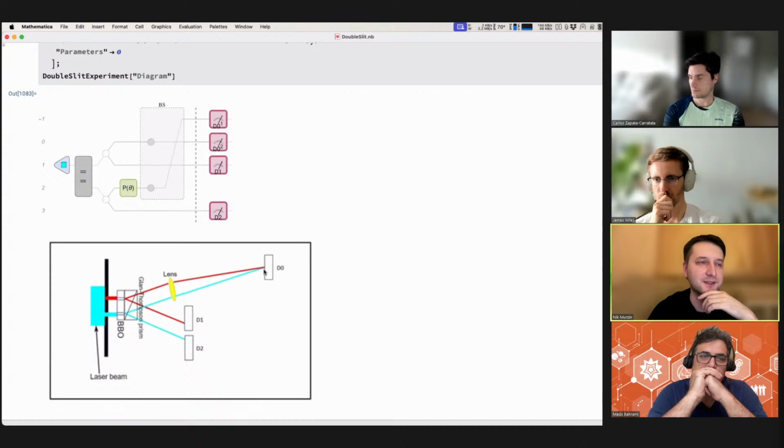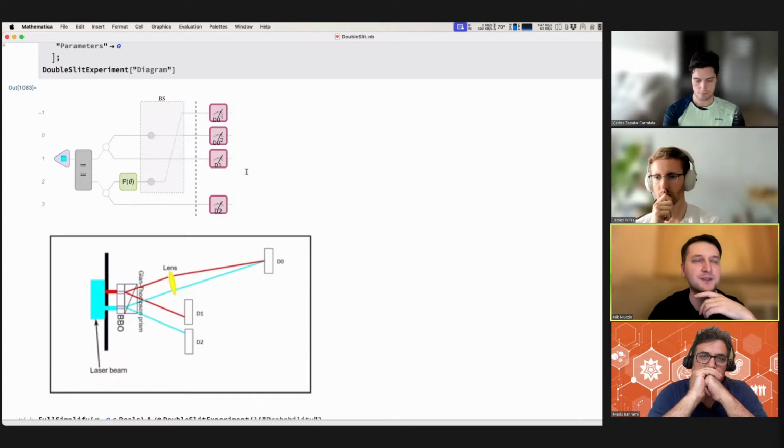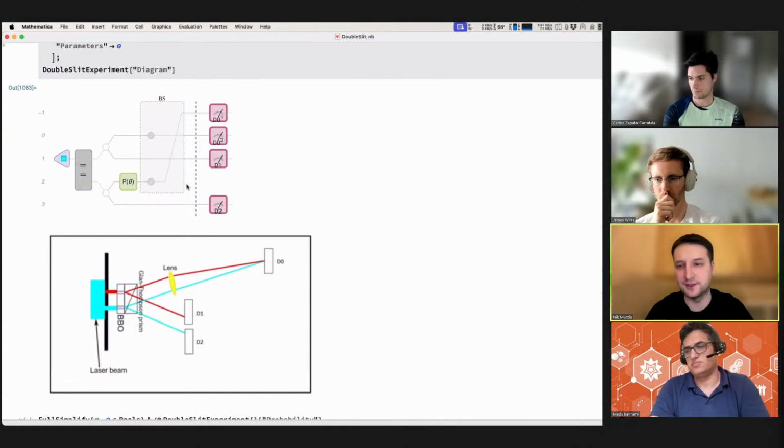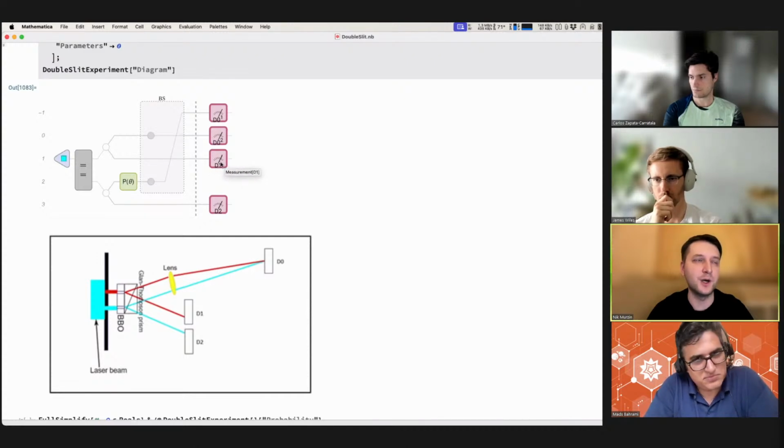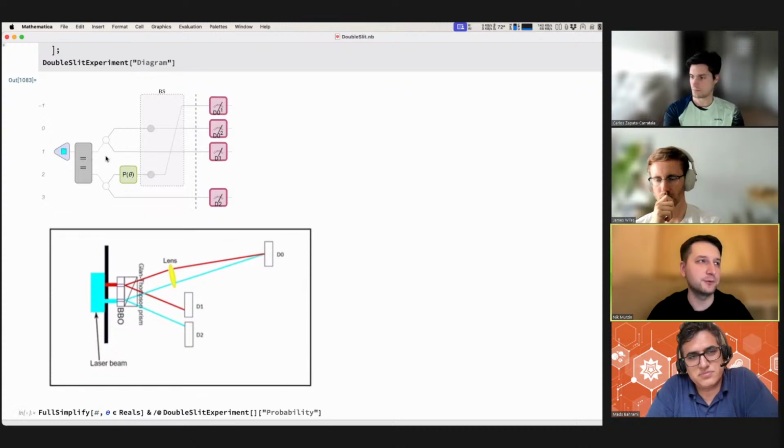You again want to observe some interference at the D0 detector after the beam splitter, and you also detect the actual information about the path. This way, you can now infer the which-way information using these detectors, because you know there's an entanglement and they're correlated. When the detector D1 clicks, you know that it traveled through this path, essentially, right? If D2 clicks, you know that it traveled through the other path.